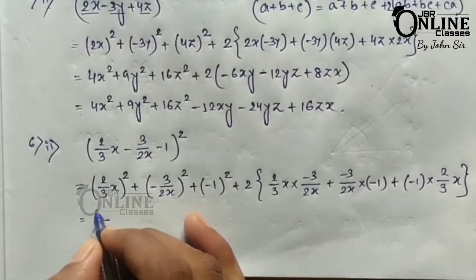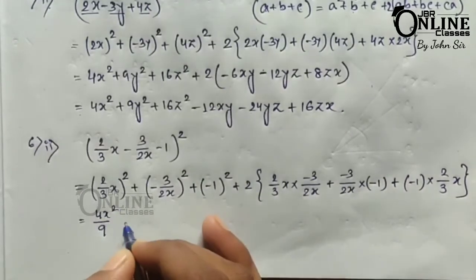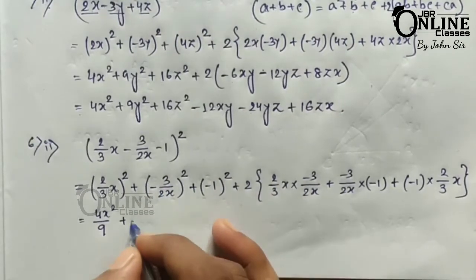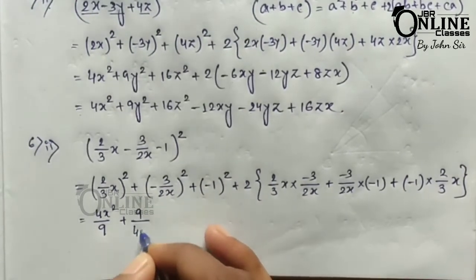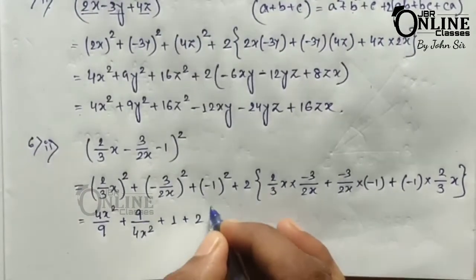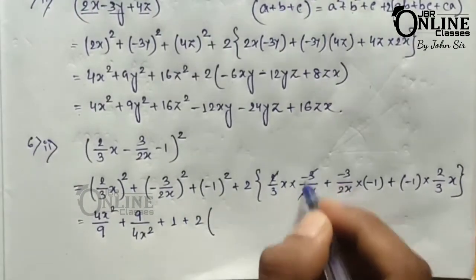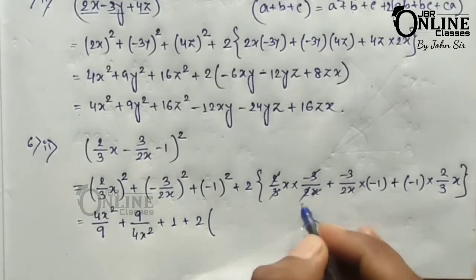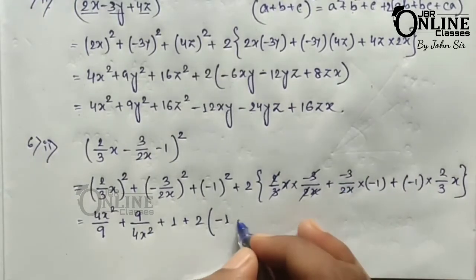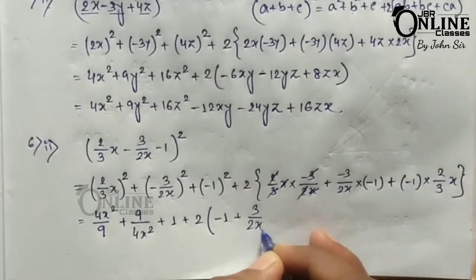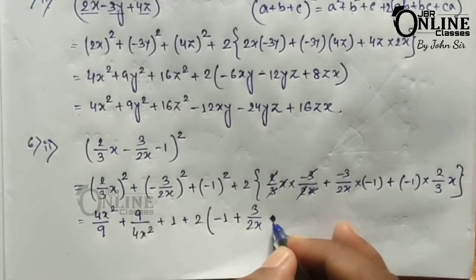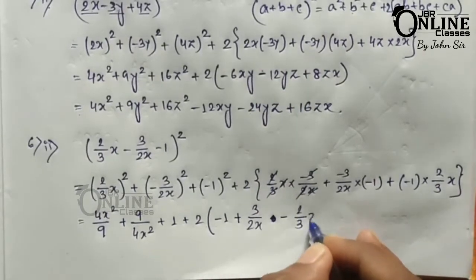So that equals 4x square by 9. Here minus also, so minus square, that means minus will vanish. So now here 9 by 4x square, last one 1. Then here 2 cancels out, 3 cancels out, so here now x also, so that equals only minus 1. Here minus into minus, so plus, so plus 3 by 2x. And the last one here minus, so write down here only minus, so minus 2 by 3x.